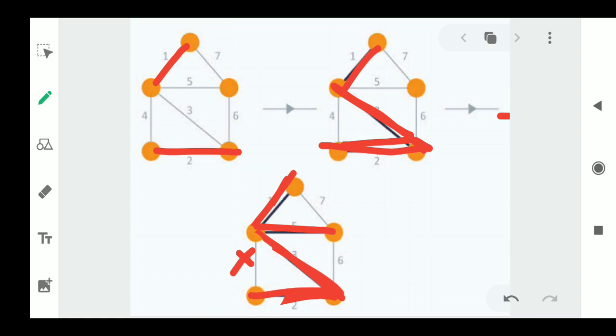And after connecting all of them, please check once, verify once again whether all the vertices are connected or not. Yes, all the vertices are connected. Once all the vertices are connected, that's it. The game is over. Then we can say this is the minimum spanning tree for the given graph. This is how we construct a minimum spanning tree for the given graph by Kruskal's algorithm.